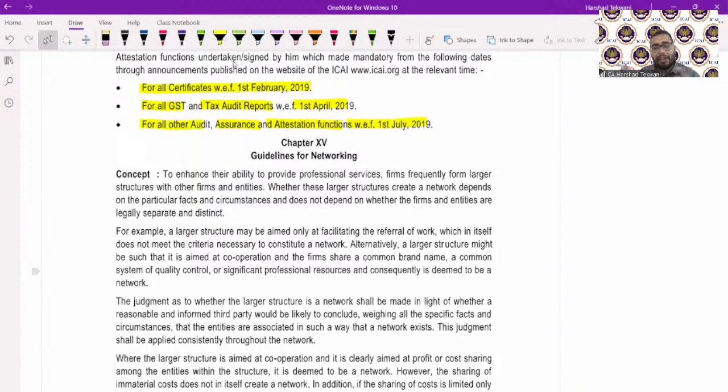When I say a larger structure, the larger structure is aimed at cooperation. You can say cost sharing, or sharing the same technology, or sharing the same knowledge base which they share within the firm itself or within multiple firms. That is the main part: cooperation, cost sharing, knowledge sharing. These are some critical points, or you can say some targets, at which they aim with a larger structure. In what way are we talking about a larger structure? It can be under a common brand name, or a common system of quality control, or professional resources. So it can be a common pool of resources which they can use for their structure.